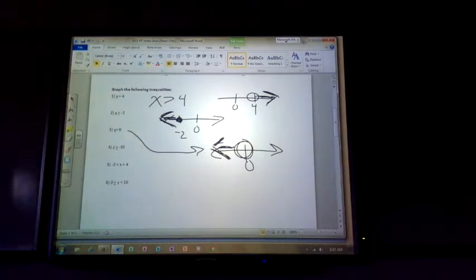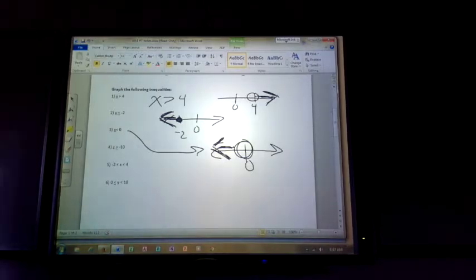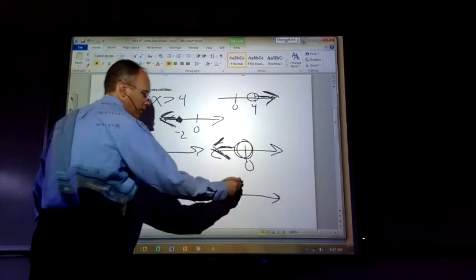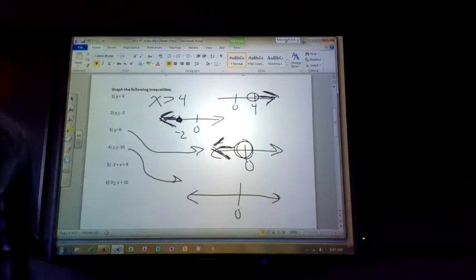What does number 4 say? Z is? Okay, Z is greater than or equal to -10. So I have 0, -10 to the left or to the right?